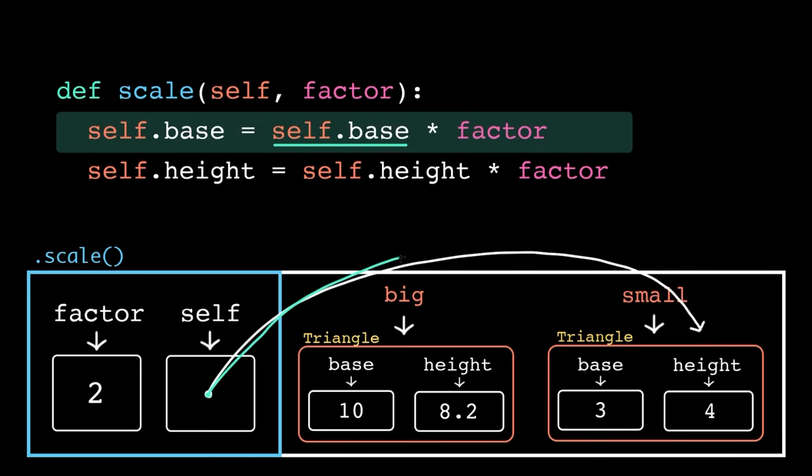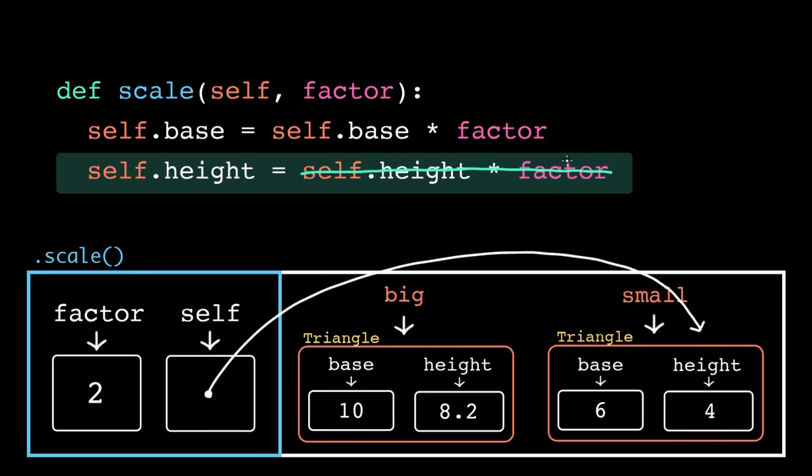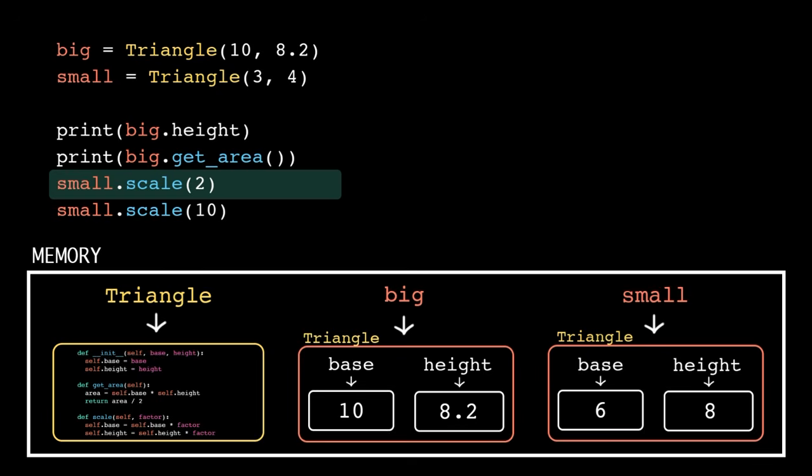We follow self to our small object over here and grab its attribute base. Substitute that in and multiply by a factor 2. We've simplified our right-hand side, so we're ready to store. Since our object is mutable, we'll follow self over to the object small and then update its base attribute to store the value 6. And then we do this same process for the height attribute. When we exit the method call, our stack frame goes away. But we directly mutated that original object small, so all of our changes remain.